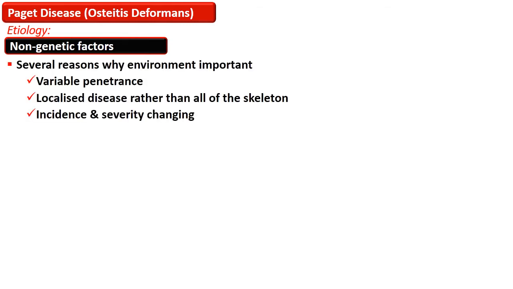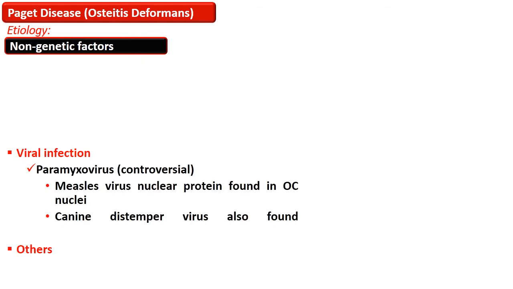The non-genetic factors are thought to play their role as the disease patterns show variable penetrance, and it is localized to a bone or part of a bone and has changing incidence and severity. It is also proposed that a virus plays some role in the etiology of Paget's disease of the bone, and the clue for its viral etiology came from the fact that measles virus nuclear proteins were present in the osteoclast nuclei.